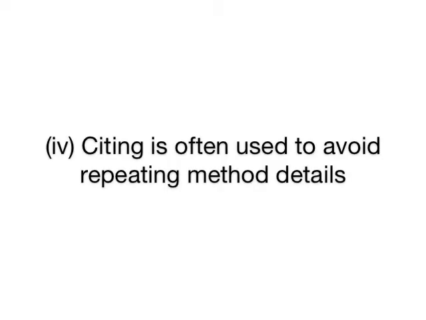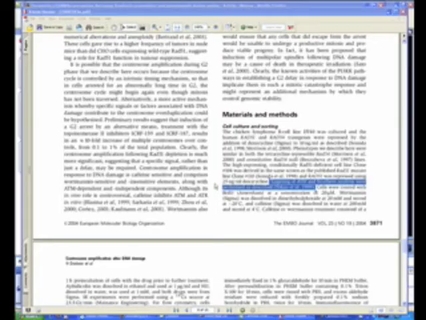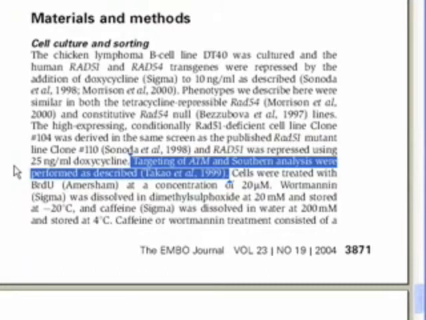Fourthly, citing is often used to avoid repeating method details. For example, in the Materials and Methods section, we read, targeting of ATM and Southern analysis were performed as described, to Cow et al. 1999. In fact, the most highly cited papers in the scientific literature are often these type of methods articles.